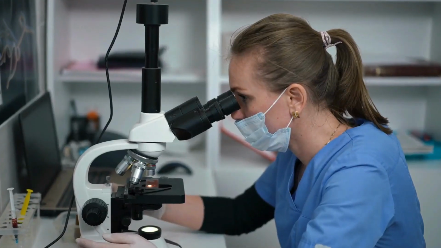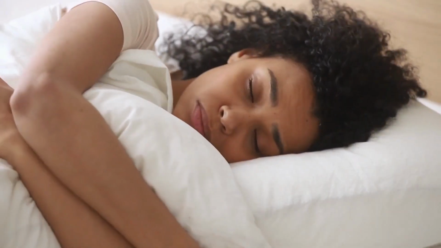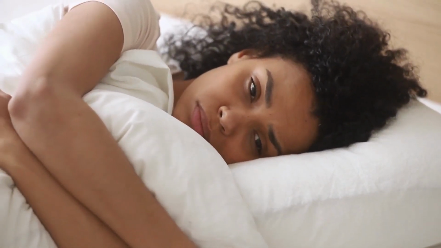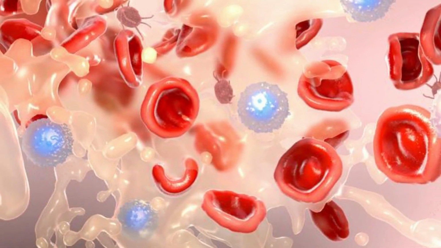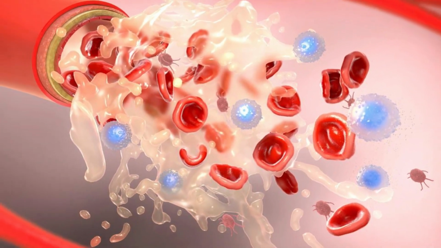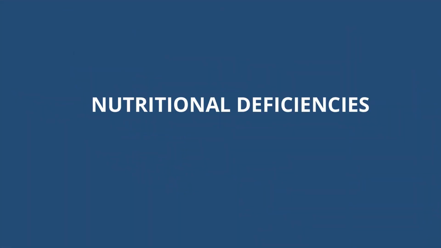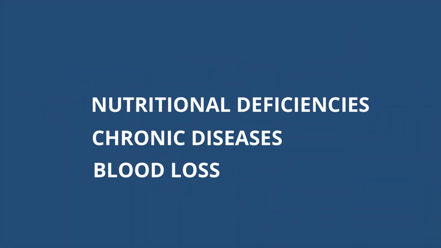As we continue our exploration of blood components, let's look into some specific conditions related to each element and how they impact our health. Anemia is a condition characterized by a decrease in the number of red blood cells or a low concentration of hemoglobin in the blood. This can result from various causes, including nutritional deficiencies, chronic diseases, or blood loss due to injury or bleeding disorders.